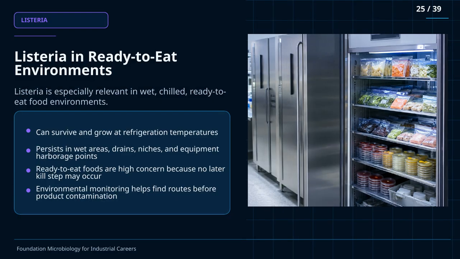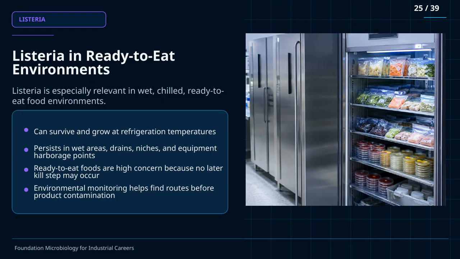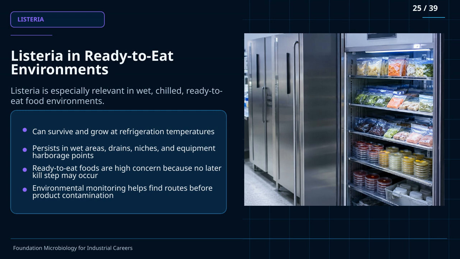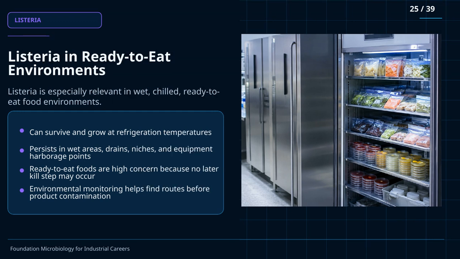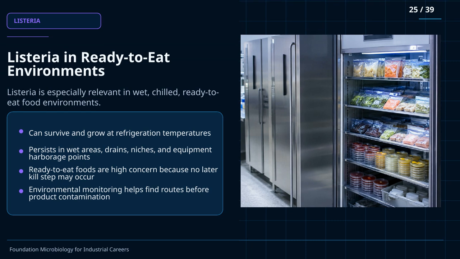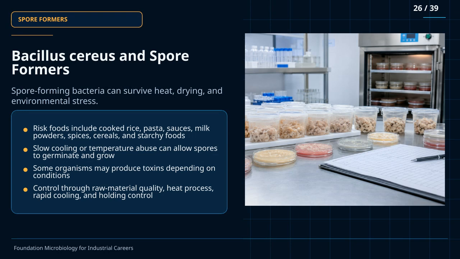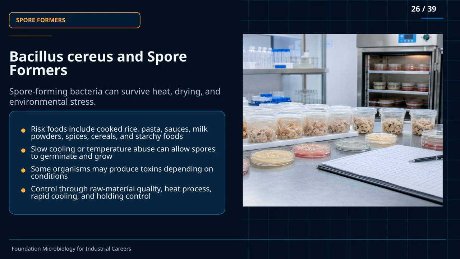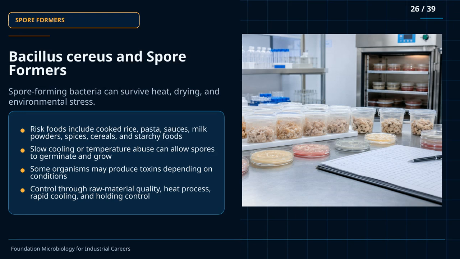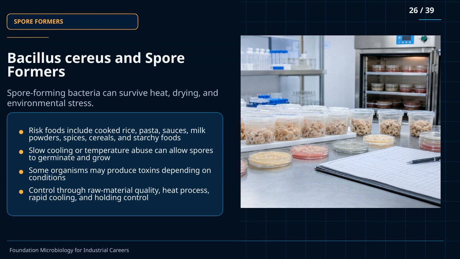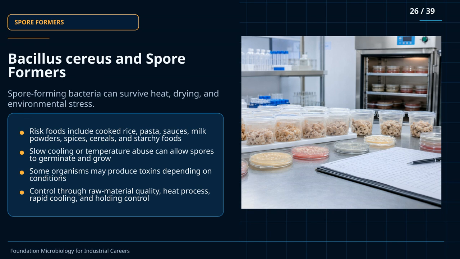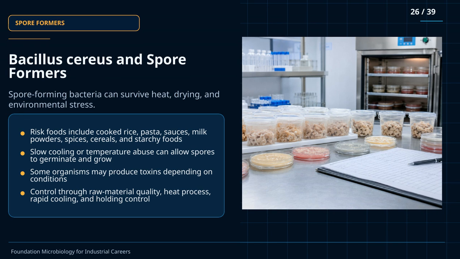Listeria is particularly relevant in wet, chilled, ready-to-eat environments. It can persist in drains, niches, and equipment harborage points, making environmental monitoring and sanitation essential. Bacillus cereus and other spore-forming bacteria can survive heat, drying, and environmental stress. Slow cooling or temperature abuse can allow spores to germinate, grow, and in some cases create toxin risk.